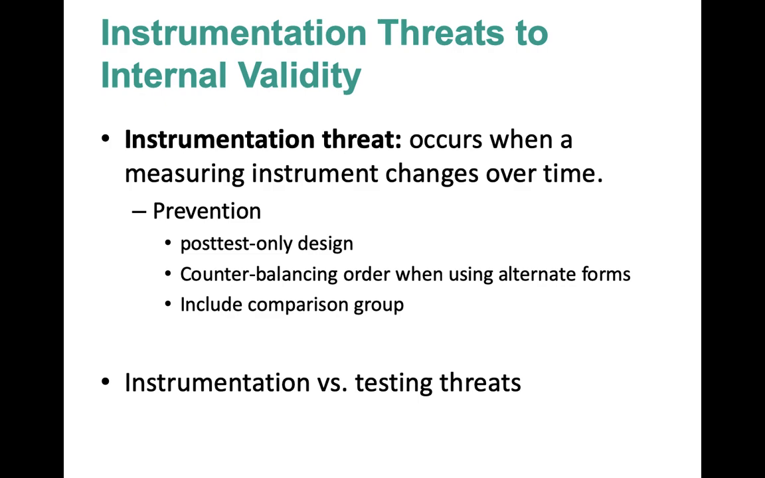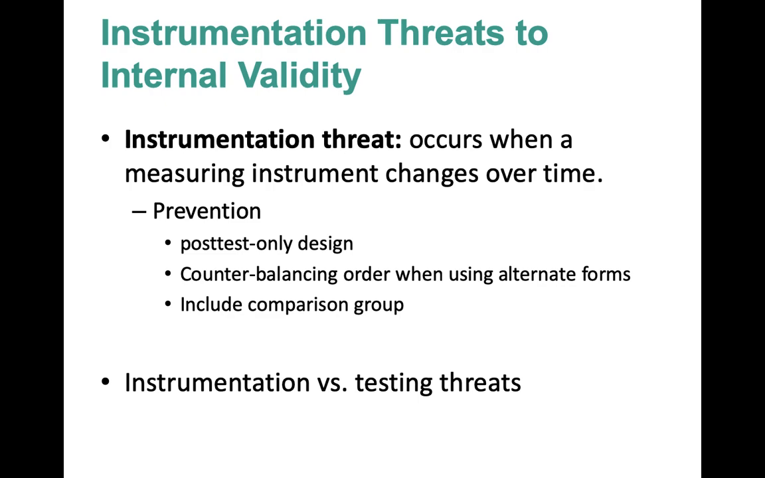Oftentimes in social and behavioral sciences and in psychology, we want to measure behavior, and we do this using observers or judges or raters. What can happen is that even if there's a rating system or a coding scheme, observers can change the criteria that they're looking for, or even their use of a coding scheme over time. So that could be one way in which you could get an instrumentation threat.